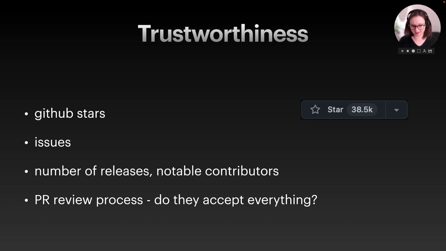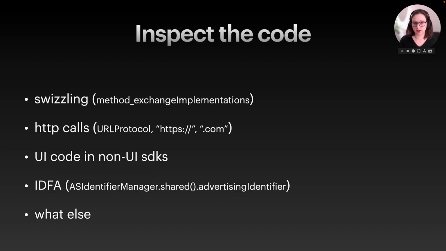But that's only one thing we can do. We can also actually inspect the code, and we should inspect the code of the library. There we can look at those things that I've mentioned earlier that could be an indication of the library doing something it shouldn't do. So look at whether there's any swizzling in the code, and you could do that by searching on GitHub within the scope of the repository by these keywords, or you can check out the code and go through it locally.